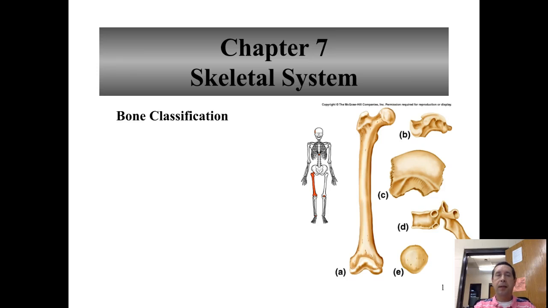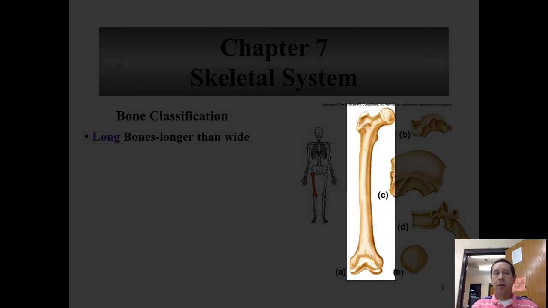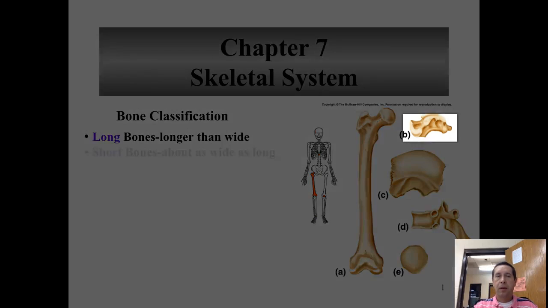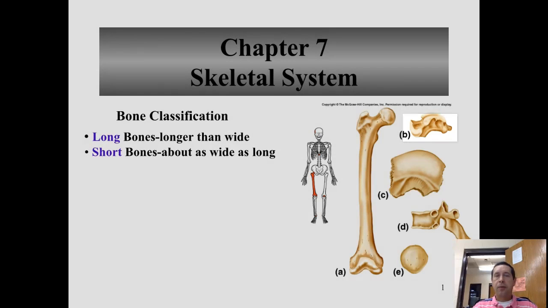There are different ways we can classify bones, and one is by shape. So we have long bones. Long bones are longer than they are wide. So the femur, in the example here, would be an example of a long bone. Short bones are about as wide as they are long. The wrist bones and the ankle bones would be examples of short bones.